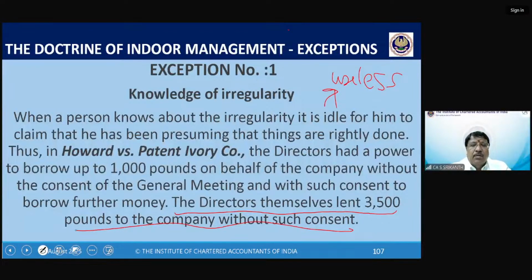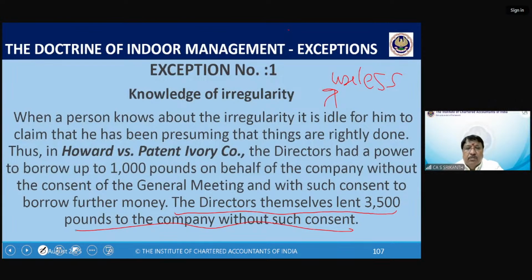Can they recover the £3,500? Quickly, any answer is okay. Can they recover £3,500? They have lent money, but without getting consent. They are the directors. Can they recover? No. Gunjan is right, but why?